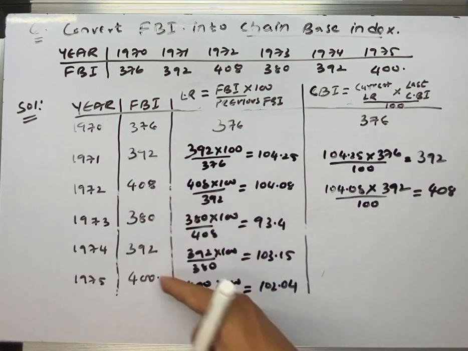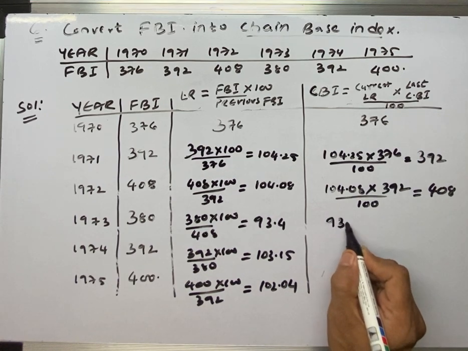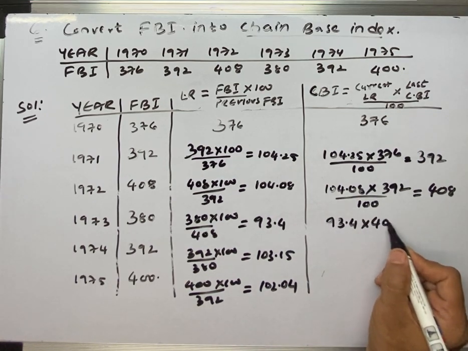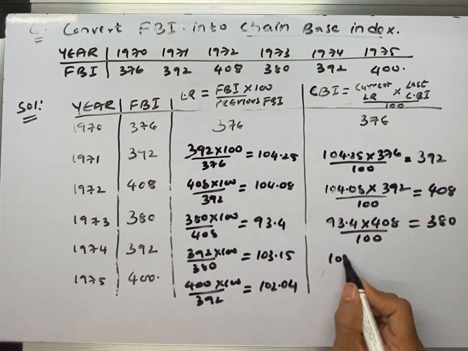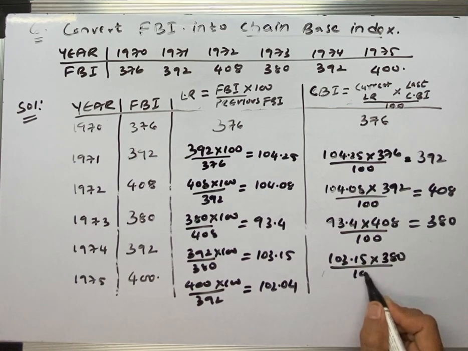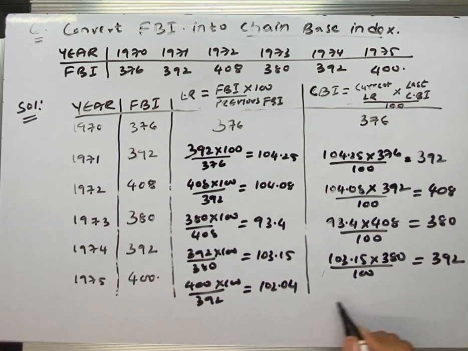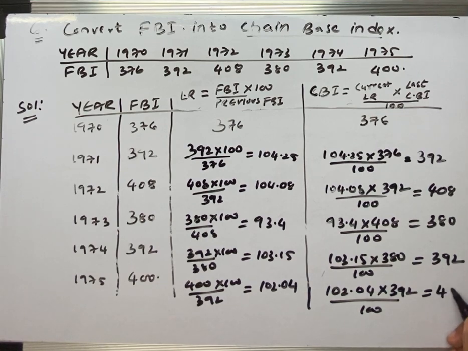This is a coincidence. You will not get the same answers all the time. Then 93.4 into previous value divided by 100. You will get 380. Same thing again, 103.15 into previous value 380 divided by 100. Then current value 102.04 into previous value divided by 100 equals 400. So this is converting FBI into chain based index.